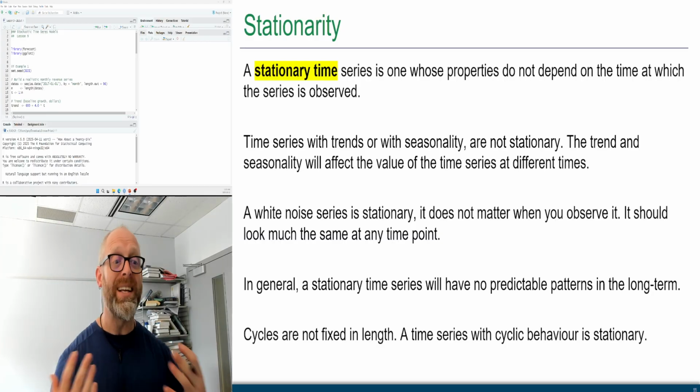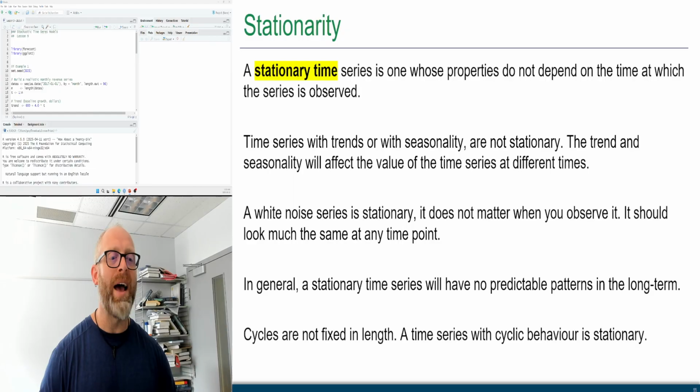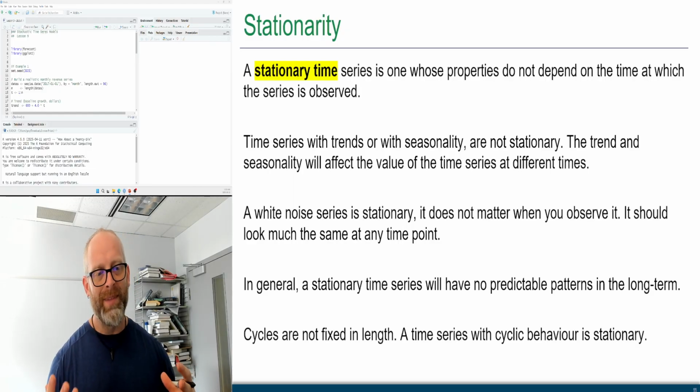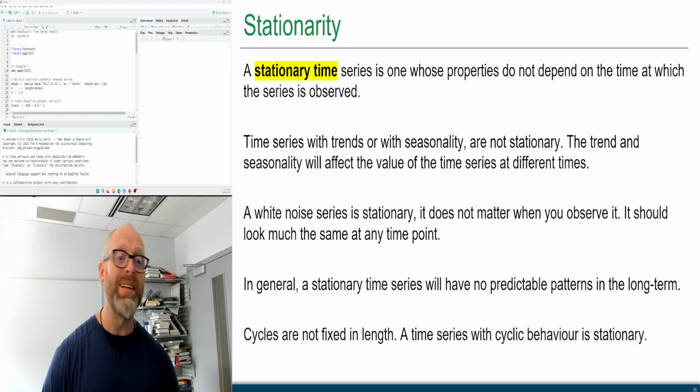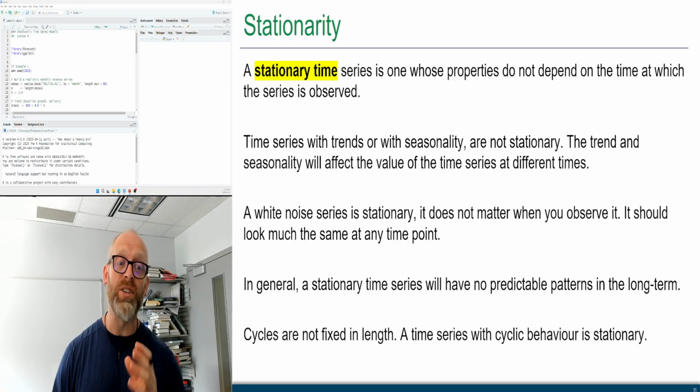So if we're talking about white noise, it is in fact stationary. So it doesn't matter when you observe it. If we're talking about the mean, we're talking about the variance, and it's always going to be the same. So in general, a stationary time series will have no predictable patterns in the long term.